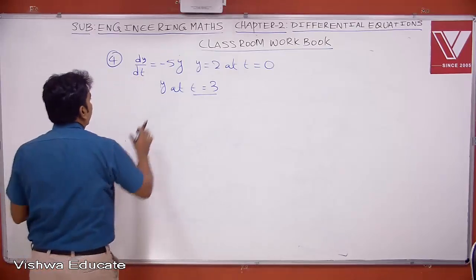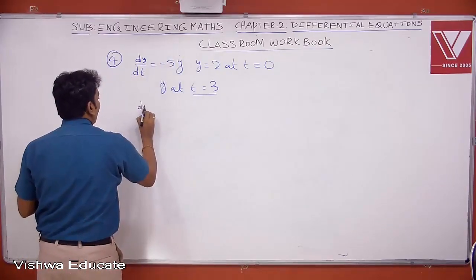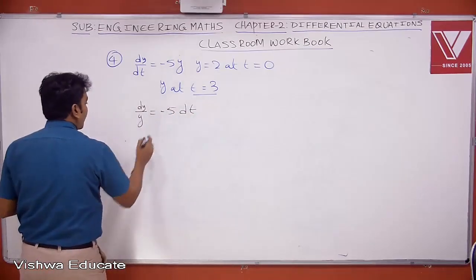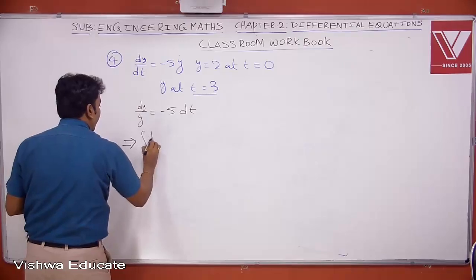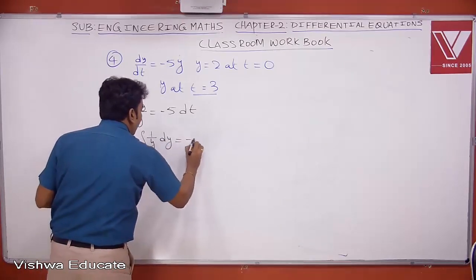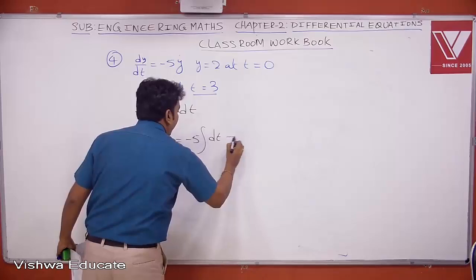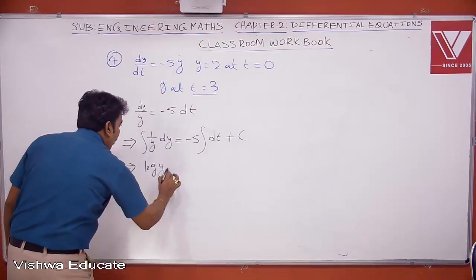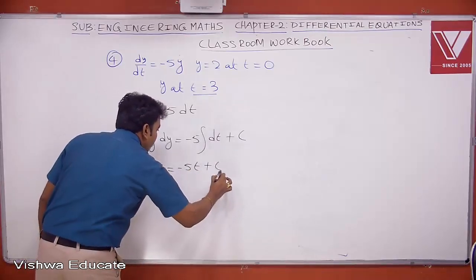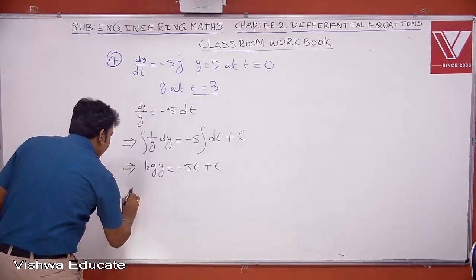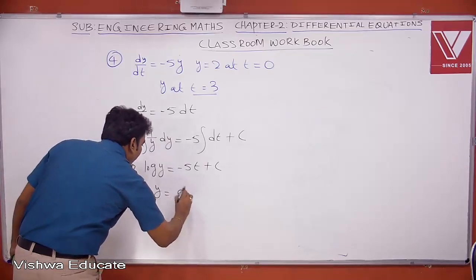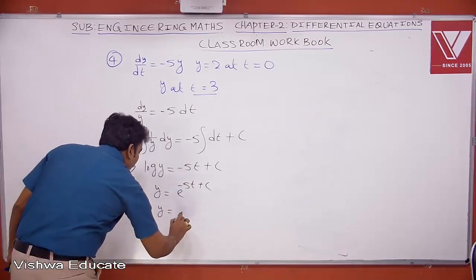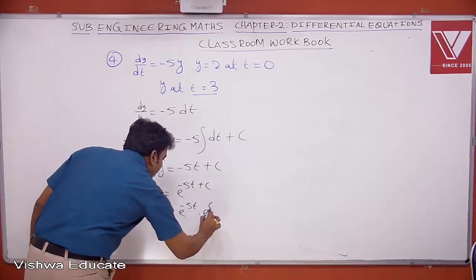Let us see this. dy by dt is minus 5y. So therefore dy by y equal to minus 5 dt. Variables are separated. Apply integration on both sides. Integral 1 by y dy equal to minus 5 into integral dt plus general constant c. This implies log y equal to minus 5t plus c. Here the base is e. That means y equal to e power (minus 5t plus c). So this implies y equal to e power minus 5t into e power c.